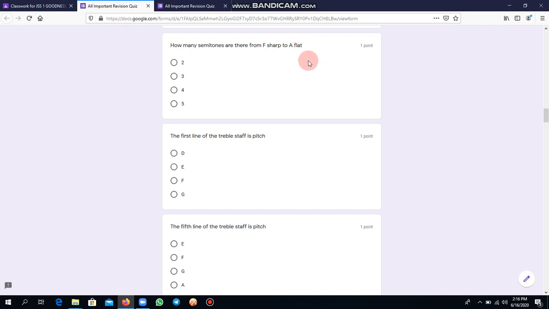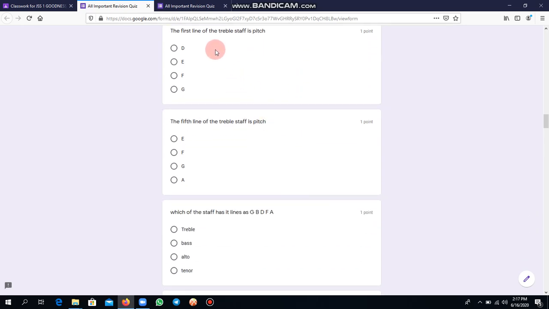Let's continue. How many semitones are there from F sharp to A flat? F sharp to A flat. Okay. How many semitones are there? F sharp to G is one. G to G sharp, which is also known as A flat, is another one. So F sharp to A flat is 2 semitones. I'm sure you got that.